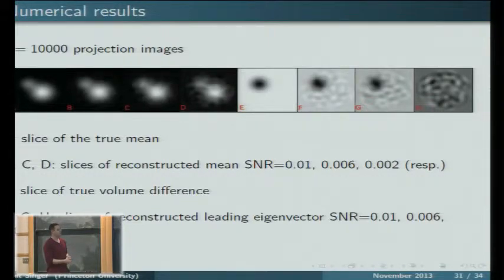So this is the true difference. Just now black and white reverse their order. And that's our reconstruction of the eigenvectors at different levels of SNR. So here we do a good job. Decrease the level of SNR from 0.01 to 0.006, still we see it. Decrease it more, it completely disappeared.